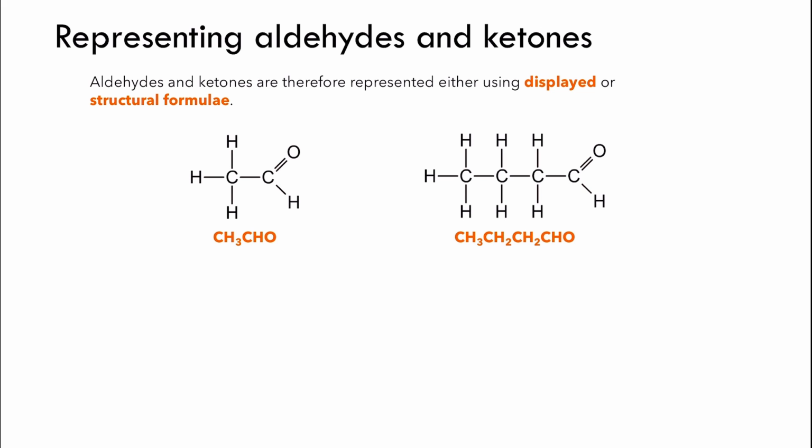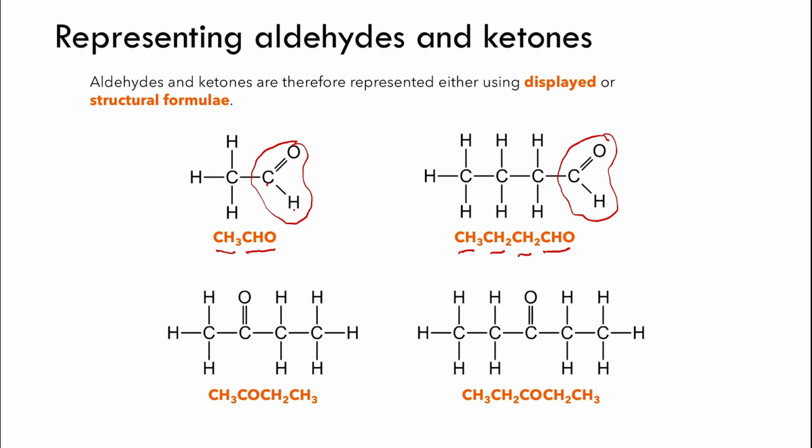So for the displayed formula for this aldehyde, as you can see, you represent the aldehydic group with the carbon of the carbonyl group attached to at least one hydrogen. And with the structural formula, this is going to be CH3, and then for the aldehyde, this is CHO. The other aldehyde here, this is again the displayed formula with the aldehyde group at the end of the chain, and then it's CH3, CH2, CH2, and then CHO.